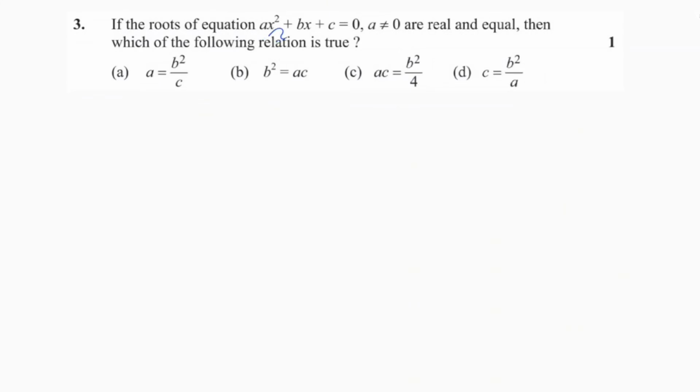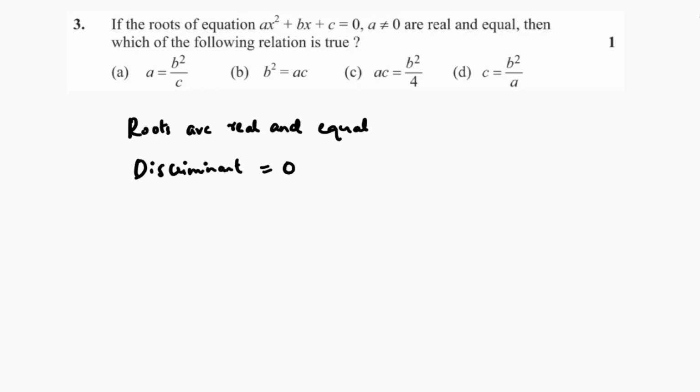If the roots of the equation ax square plus bx plus c equals 0, a is not equal to 0, are real and equal, then which of the following relations is true? See, b square minus 4ac. Here, if roots are real and equal, then the discriminant will be 0. So the discriminant formula is b square minus 4ac equals 0.